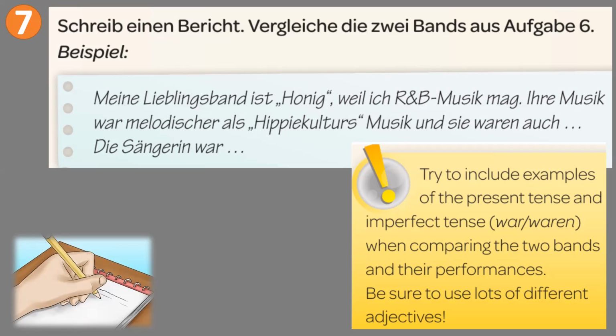So meine Lieblingsband ist, about a band that you particularly like. Okay, so thinking about a band, and if you haven't got a favourite band, then you're going to have to use your imagination, because you need to be able to write something. Okay, so meine Lieblingsband ist. Try to include examples of present tense and imperfect. So waren is imperfect, and try and use the verb at the end if you can. Remember, verbs go to the end.